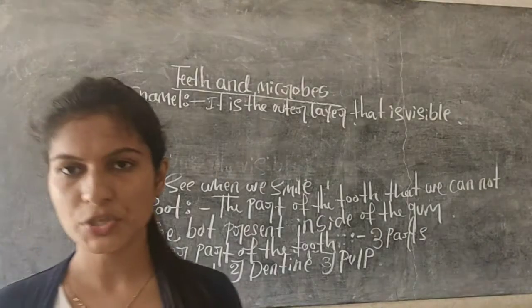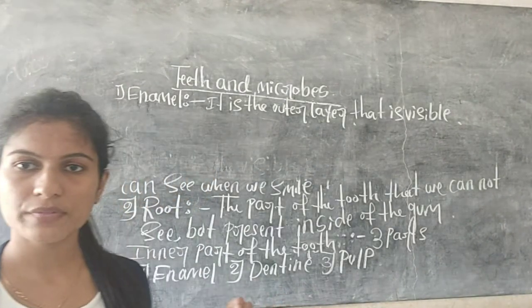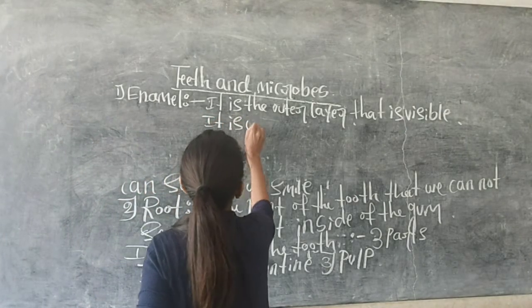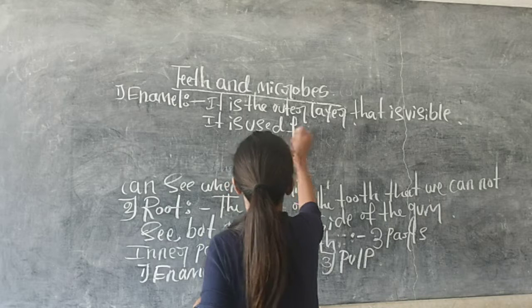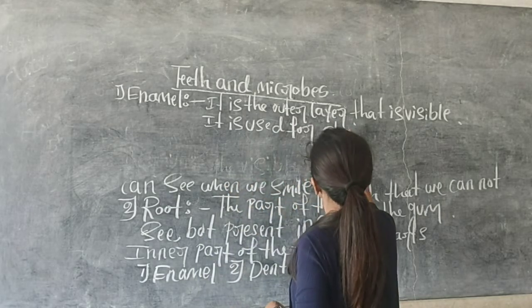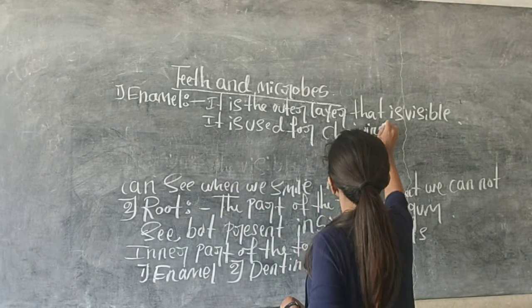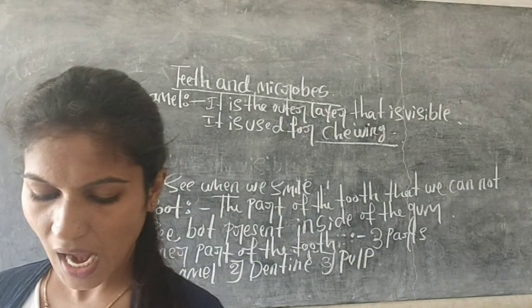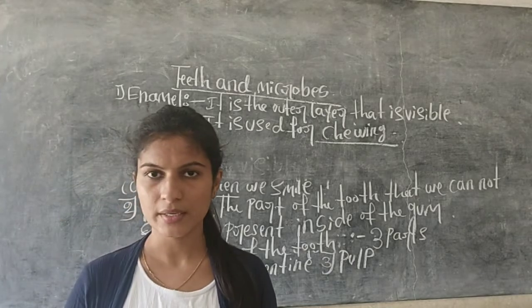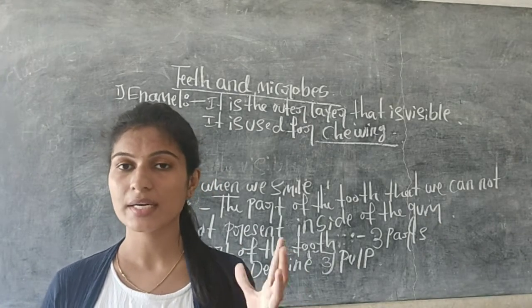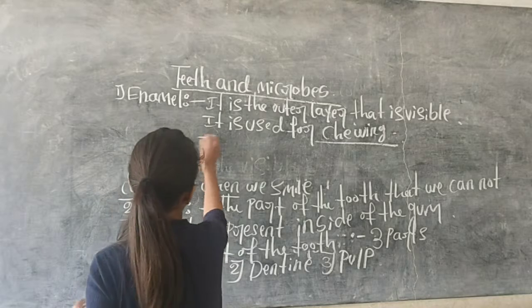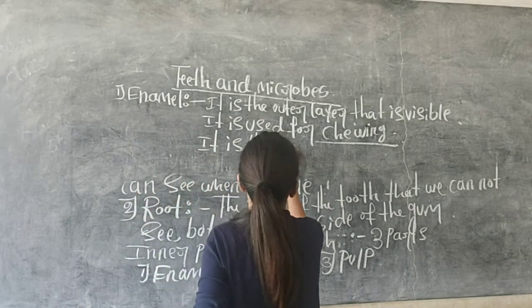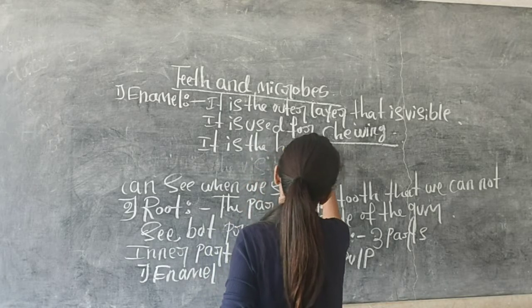It is used for chewing. What is the use of this? It is used for chewing the food. And enamel is the hardest substance in the human body.